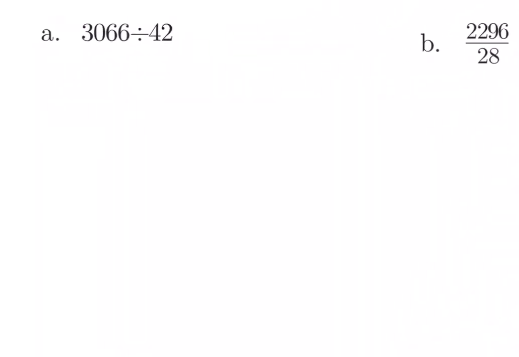So for example A, we have 3,066 divided by 42. My 3,066 is going to go inside. My 42 will go on the outside. We want to go ahead and divide. So what can I divide? The first number that I can divide by 42 is going to be all the way to the 306. So this is what we want to look at.